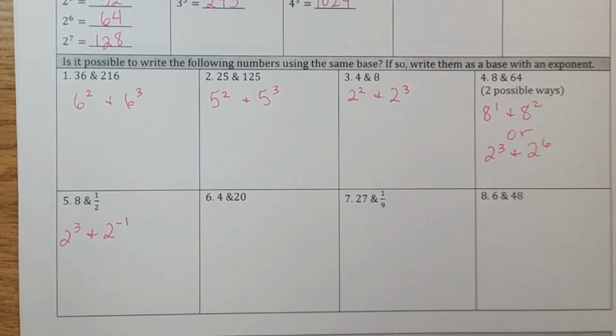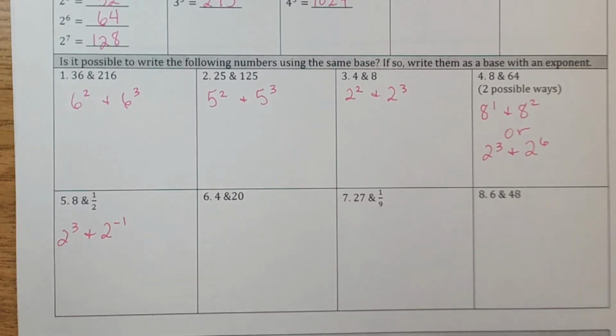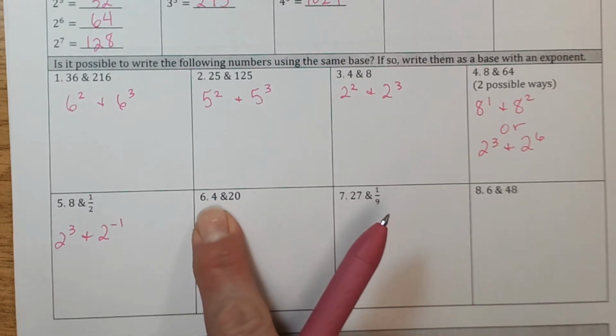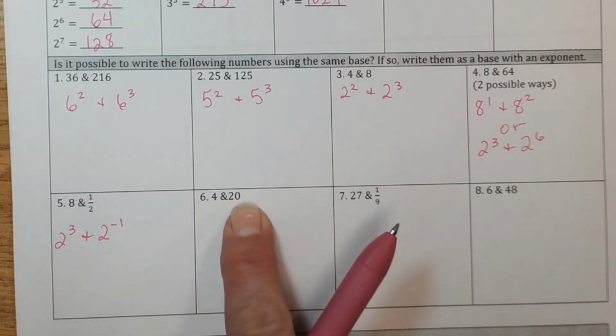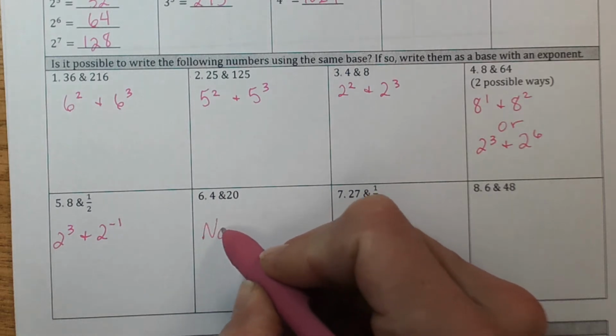All right, 4 and 20. So again, I know that 20 is a multiple of 4, but are they powers? Well, 4 could be 2 squared, or we could just think about it as 4. And 20, it's not a power of 2, and it's not a power of 4. So this one is not possible.